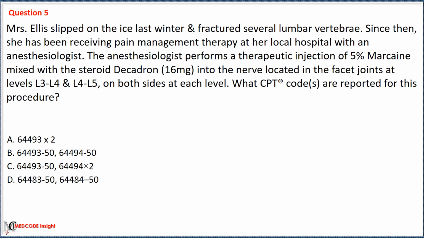Option A with code 64493 into 2. Option B with code 64493 along with modifier 50, 64494 along with modifier 50. Option C with code 64493 along with modifier 50, 64494 into 2. Option D with code 64483 along with modifier 50, 64484 along with modifier 50.